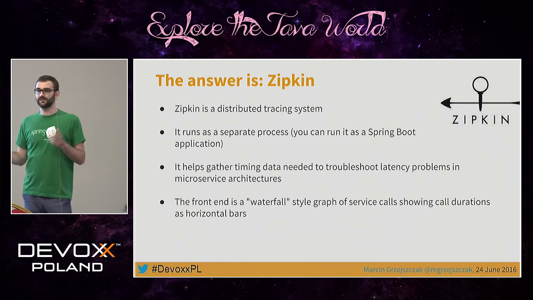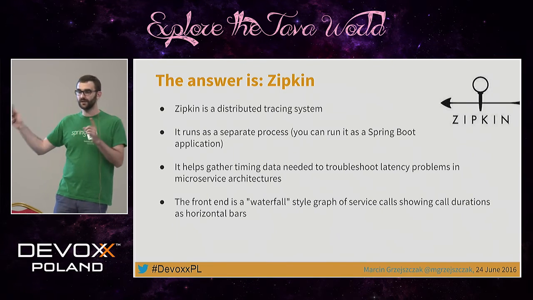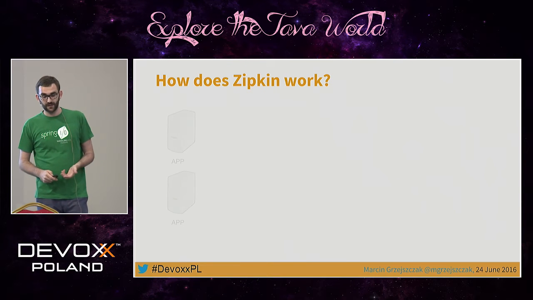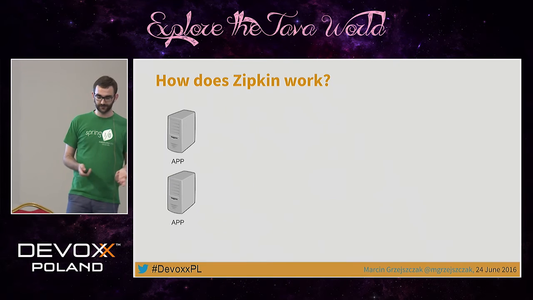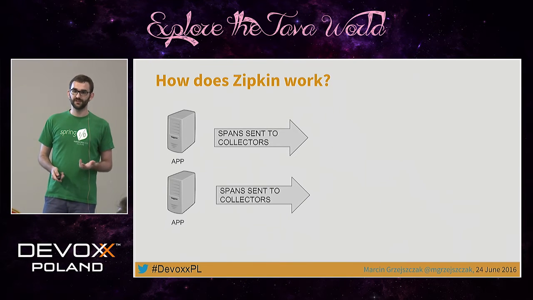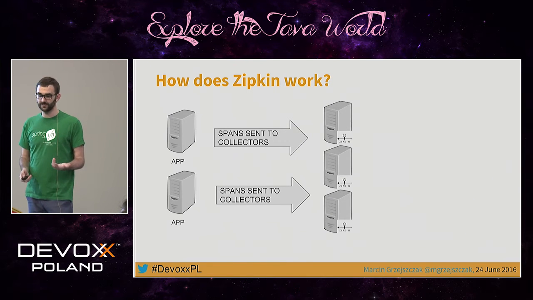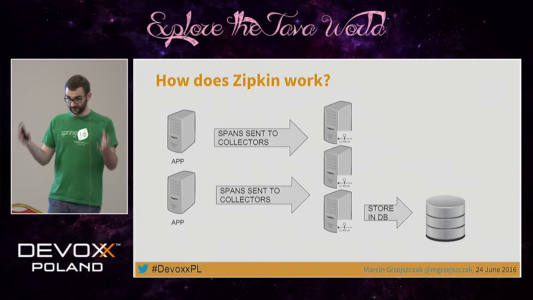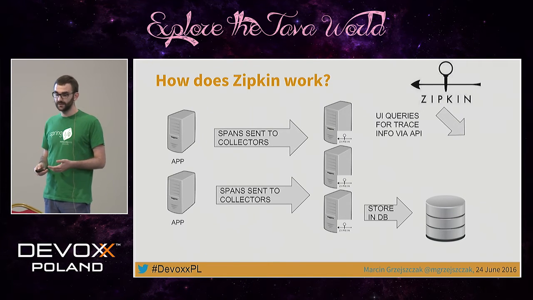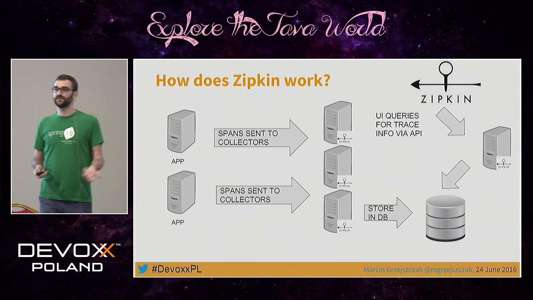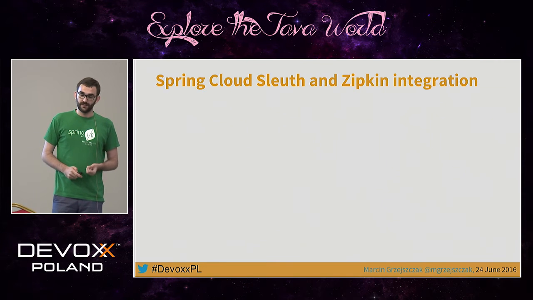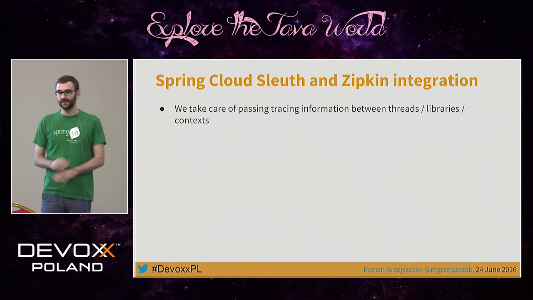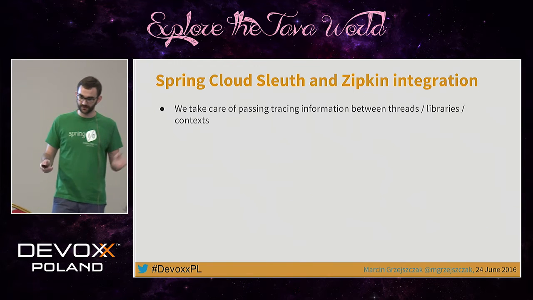It represents the calls, or span duration, by means of horizontal bars. The longer the bar is, the longer the request took to process. So how does Zipkin work? We have our applications. Now you already know what spans are, so it will be trivial to understand. The applications send spans to things called collectors. There's a collector or a bunch of collectors that take those spans and store them in the database. When you go to the UI to check latency issues and click around, the UI queries something called an API that accesses that database. So how can you integrate Spring Cloud Sleuth with Zipkin? Of course, we take care of passing tracing information, because without that, it's not going to work. You have to pass the tracing information between threads and contexts and stuff like that.